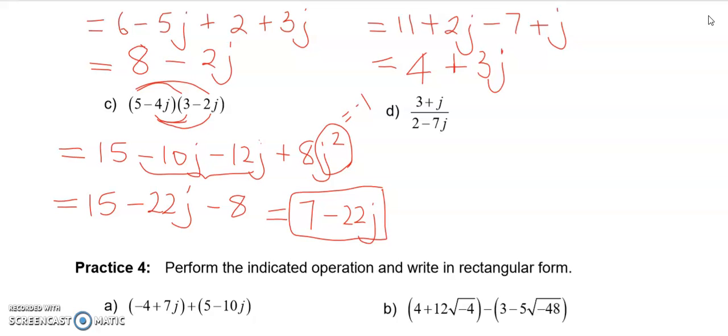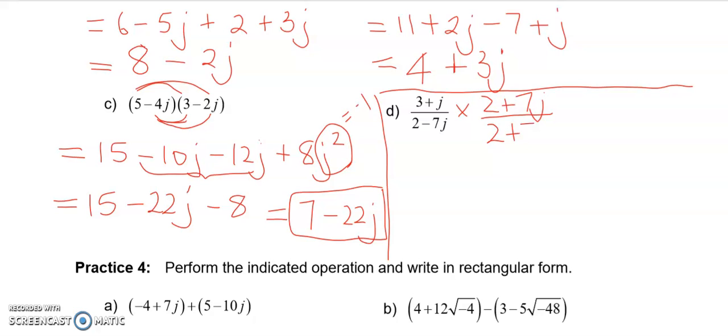The last example we have here on basic operations involves a division. And this is part D, right there. And you can see that what you have is 3 plus j in the numerator divided by 2 subtract 7j in the denominator. Now, if this was radicals, you would, of course, multiply the top and the bottom by the conjugate of the denominator. Well, remember, imaginaries are radicals. So what we do is we multiply here top and bottom by 2 plus 7j. That's the conjugate of the denominator divided by 2 plus 7j.